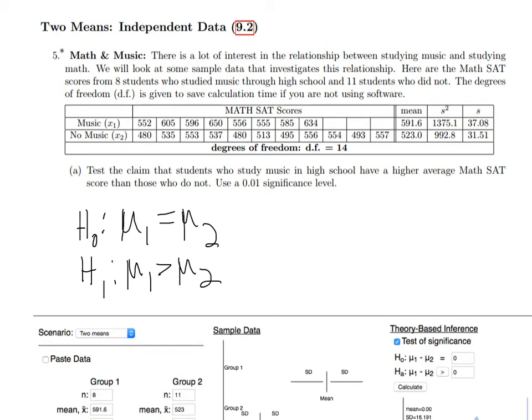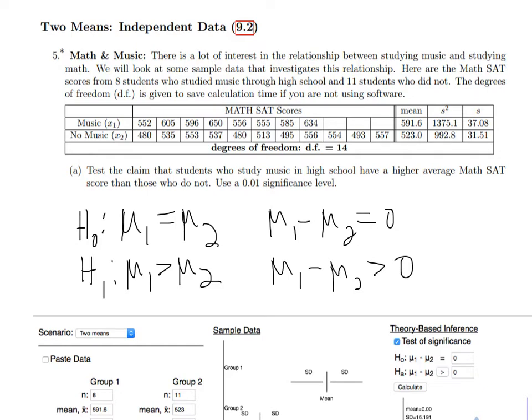So our H0 and H1: H0 says there's no difference in the averages. Another way of writing this is mu1 minus mu2 equals 0. No difference. And then the claim is that the average math SAT score is higher for the group that studied music than for the ones that did not. Again, we could write that in this form, where if we take the math average of those that studied music and subtract the average of those who did not, that will be a positive number. If it were a negative number, we'd have to say it's less than 0.